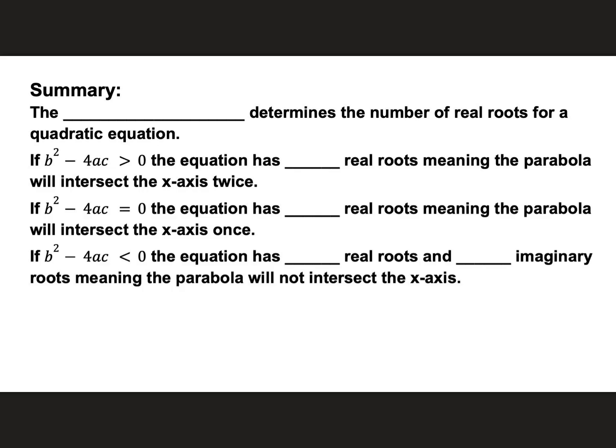Okay, for the summary, what we're going to look at to determine the number of real roots for a quadratic is the discriminant. This is the formula for the discriminant. If it's greater than 0, meaning that it's a positive number, we're going to have 2 real number roots. If the discriminant is 0, we're going to have 1 real root. And if the discriminant is less than 0, meaning a negative, we're going to have no real roots because we're going to actually have 2 imaginary roots.